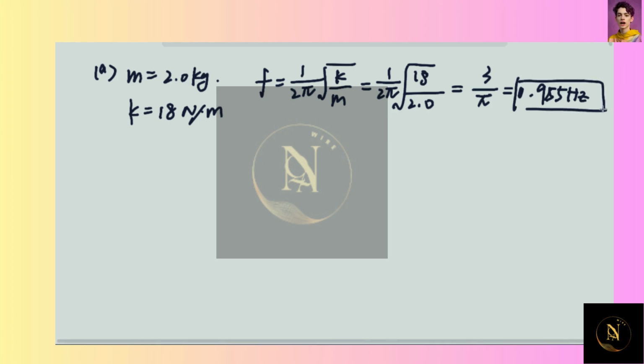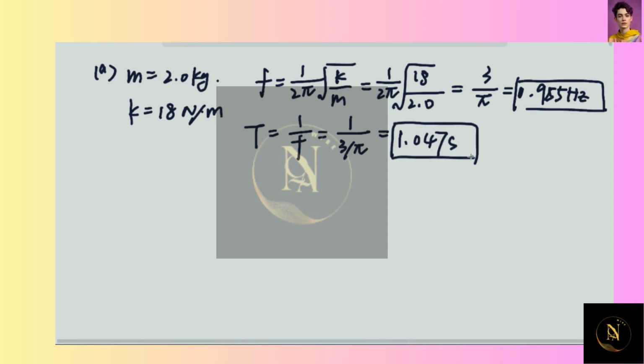And since we know f, it should be very easy to calculate T from there as well. So T would be equal to 1 over f. So 1 over 3 over 2 pi, which is 2 pi over 3 basically, and we should have 1.047 seconds. And those should be the two quantities that we can list to answer this question.